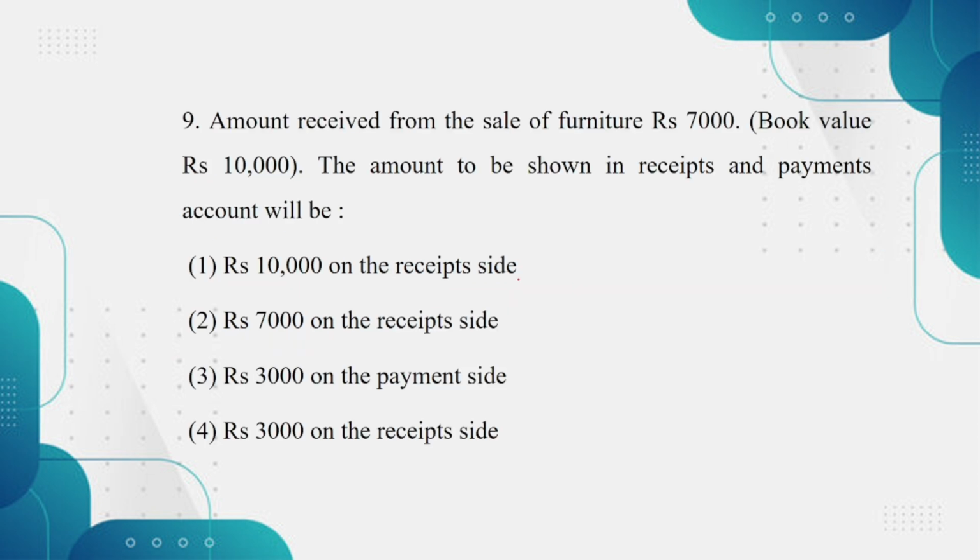Ninth question. Amount received from the sale of furniture 7,000. Book value of the furniture it is 10,000. Amount shown on the receipt and payment account.